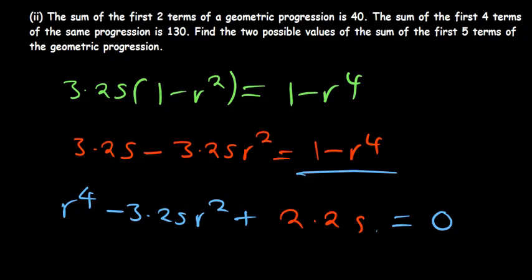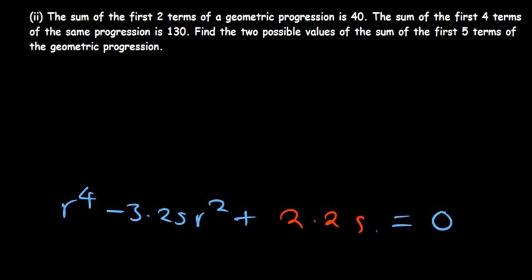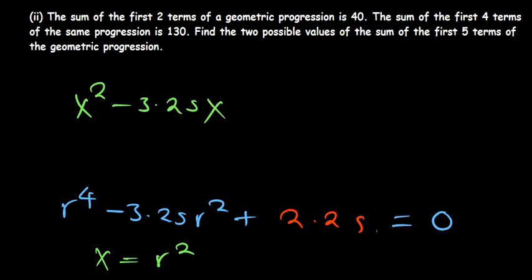How do we simplify this? To simplify that, it's easy. Okay, so we can't solve this big equation directly, so let's come up with a way. Let's generate a quadratic function. So let's say our x is equal to r squared. So where there is r to the power 4, we're going to have x squared, minus 3.25, where there is r squared, we are going to have x.